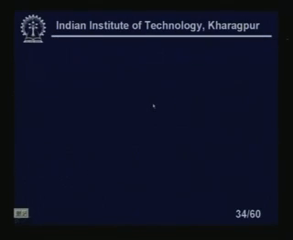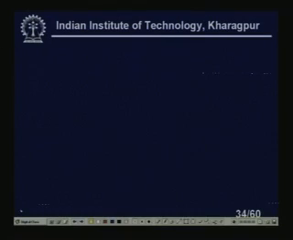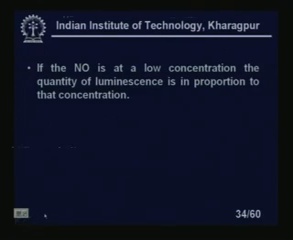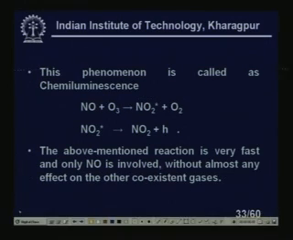So we are defining this NO2, this asterisk means it is in the excited state. NO2 asterisk, the excited state, plus O2. In the second equation, NO2 asterisk goes to NO2 plus h nu. Actually this will be h nu, I am sorry. So, the light will be emitted.